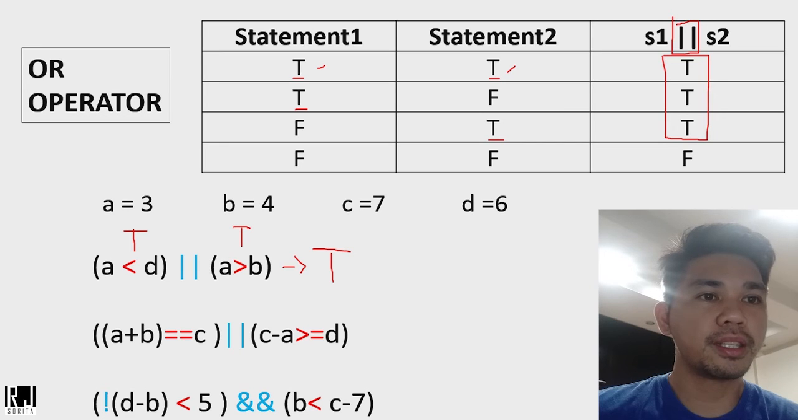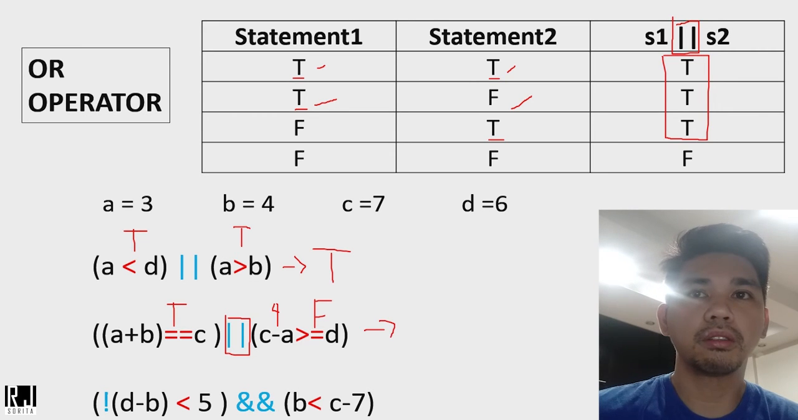The second one, A plus B. So 3 plus 4 is 7. Is 7 equal to 7? So it is also true. The next one, C minus A. So 7 minus 3, it is 4. Is 4 greater than or equal to 6? So this one is false, because 4 is not greater than 6. But we are using the OR operator, so true or false will give the result true.